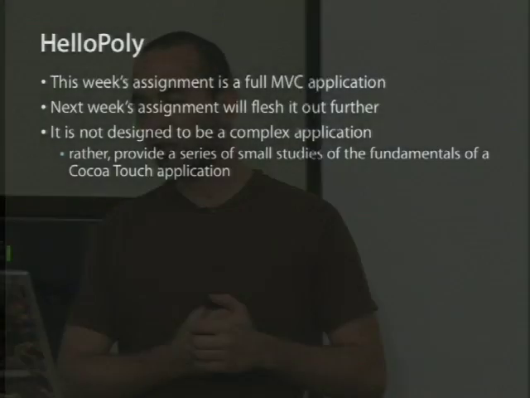You're going to implement a data model object, which is the polygon object, which has a notion of number of sides. And I believe it knows how to describe itself to say whether it's a square or a pentagon. Next week's assignment we'll get into more detail about how to actually draw it. It's not designed to be complex. It's just trying to get you involved in creating an actual view, an MVC application. That's the point of this.